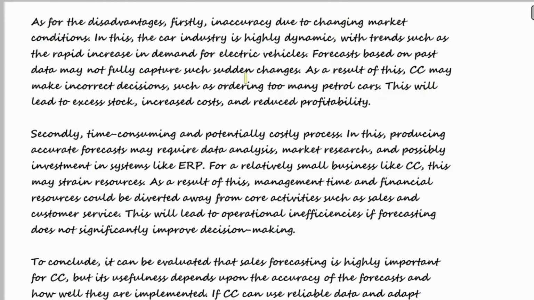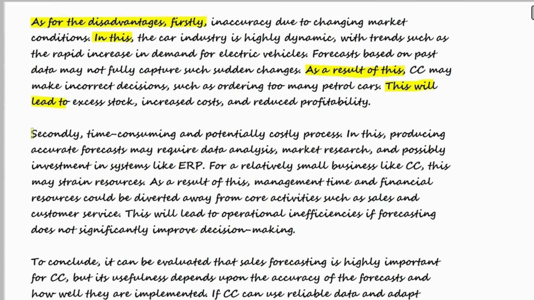Moving on to the opposite side of the picture. As for the disadvantages, firstly, inaccuracy due to changing market conditions. Now, this is an important factor that is beyond the control of any business. In this, the car industry is highly dynamic with trends such as the rapid increase in demand for electric vehicles. Forecasts based on past data may not fully capture such sudden changes. As a result of this, CC may make incorrect decisions such as ordering too many petrol cars. This will lead to excess stock, increased costs, and reduced profitability.